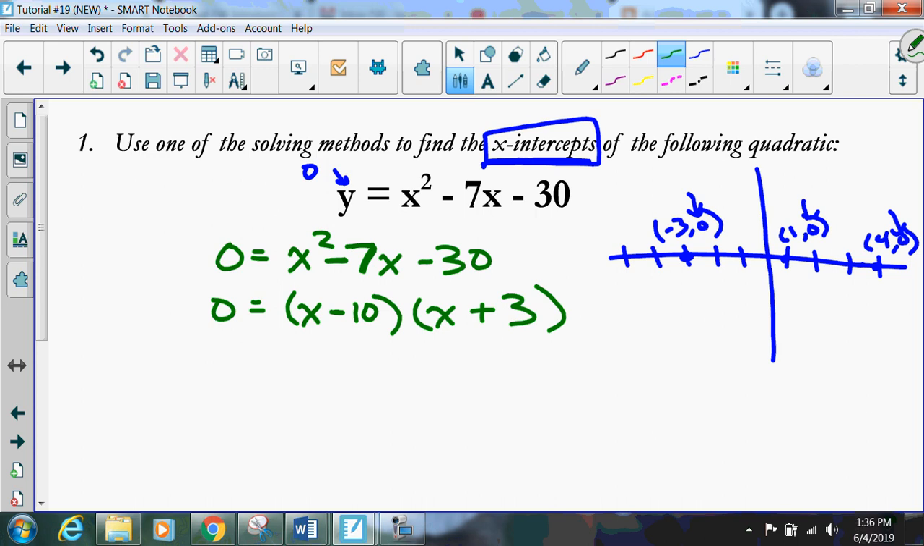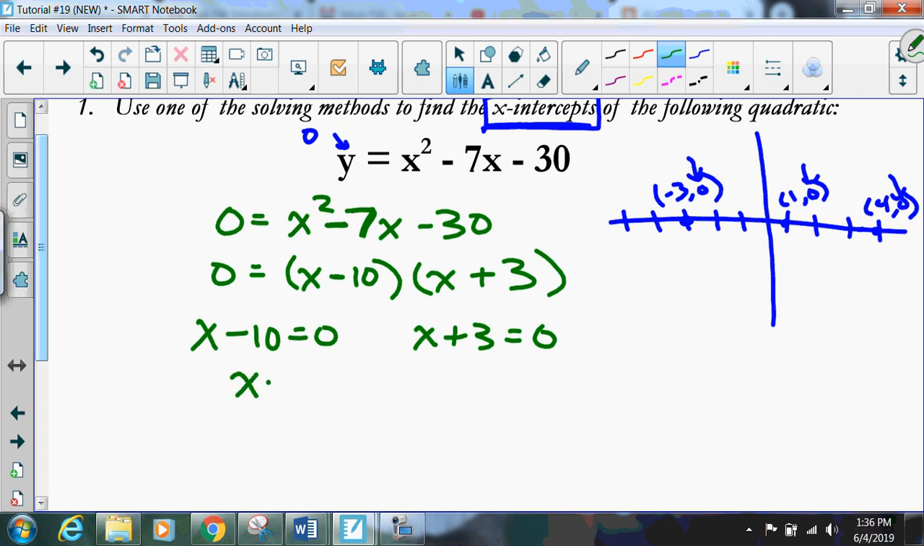And then we're going to use our product of 0 property, which says that if we have something times something equals 0, that means that x minus 10 equals 0 and x plus 3 equals 0. So let's go ahead and solve for x, and we see that at x equals 10 and at x equals negative 3, we have x-intercepts.